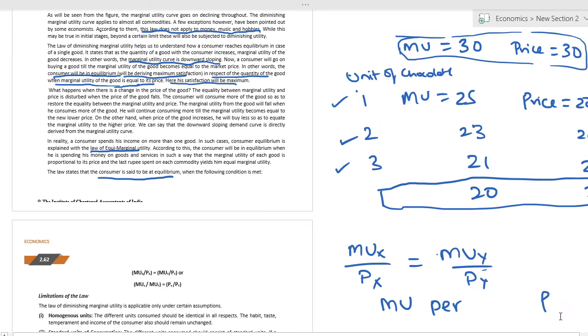Marginal utility per rupee spent by the consumer. See, if marginal utility per rupee spent by the consumer for X is equal to marginal utility per rupee spent for Y by the consumer, then he will be at an equilibrium between X and Y. Because he's getting the same amount of marginal utility by spending the same amount of money. So this is nothing but the law of equimarginal utility.